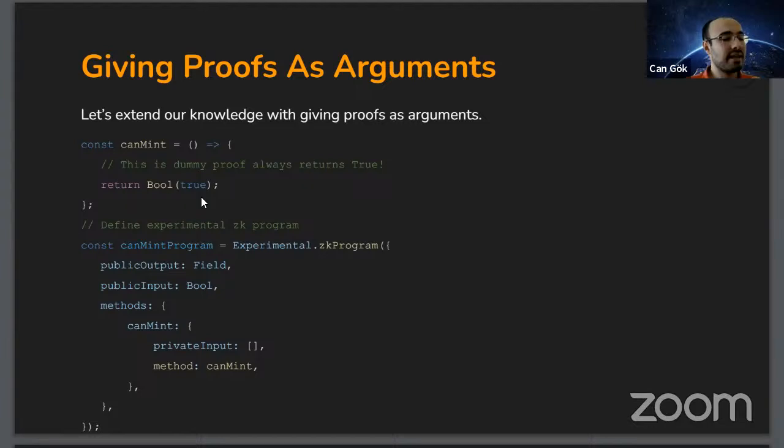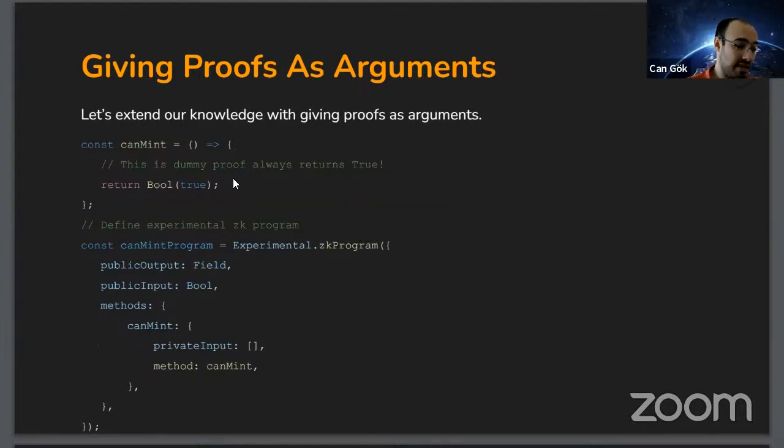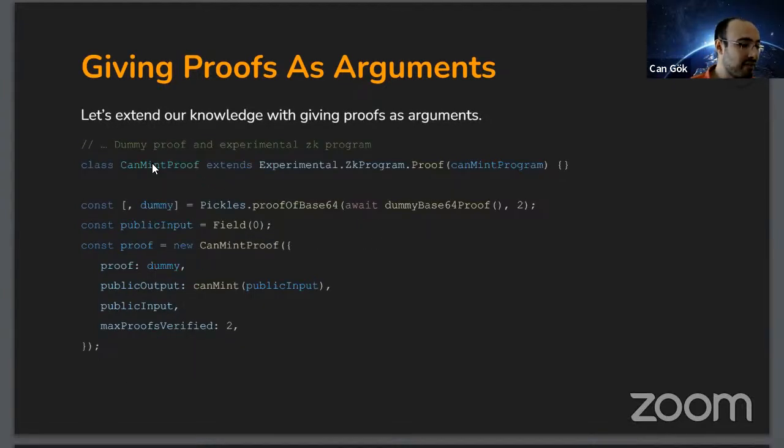Then I'm defining a can-mint program, which is an experimental zk program. I'm giving public output, public inputs, and methods. You can see that I am giving the can-mint method in here so that it can be used in the can-mint program. Let's give it as an example. In class can-mint proof, we are inheriting from experimental zk proof, giving the can-mint program that we defined in here. After that, we have the proof class, and we can define the proof in here.